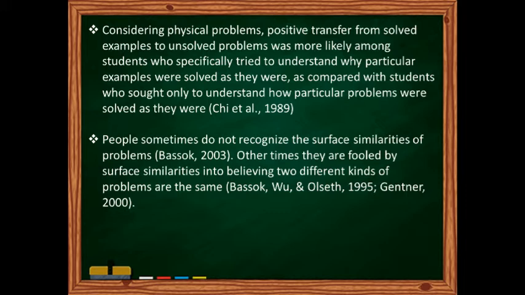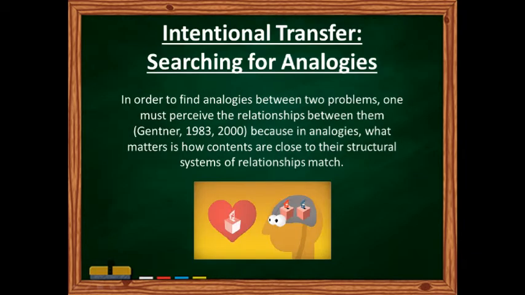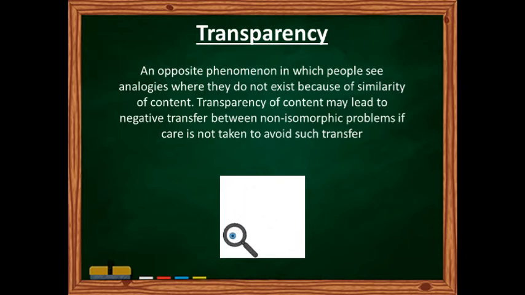People sometimes do not recognize the surface similarities of problems. Other times, they are fooled by surface similarities into believing two different kinds of problems are the same. Intentional transfer, searching for analogies. In order to find analogies between two problems, one must perceive the relationships between them, because in analogies, what matters is how closely the structural systems of relationships match, not how close the contents are. Transparency is an opposite phenomenon in which people see analogies where they do not exist because of similarity of content. Transparency of content may lead to negative transfer between non-isomorphic problems if care is not taken to avoid such transfer.